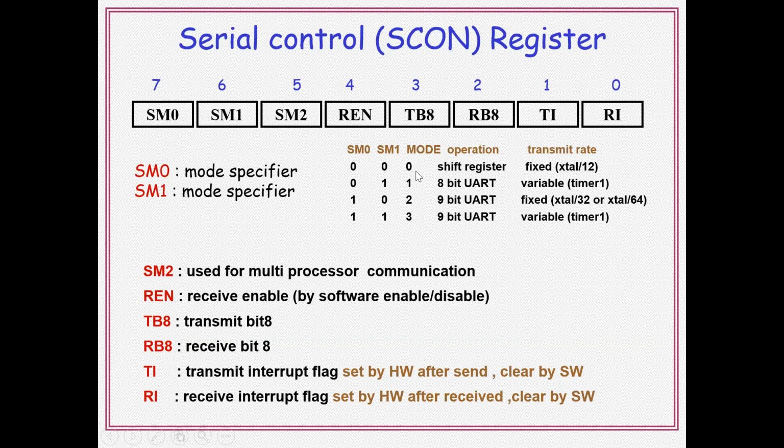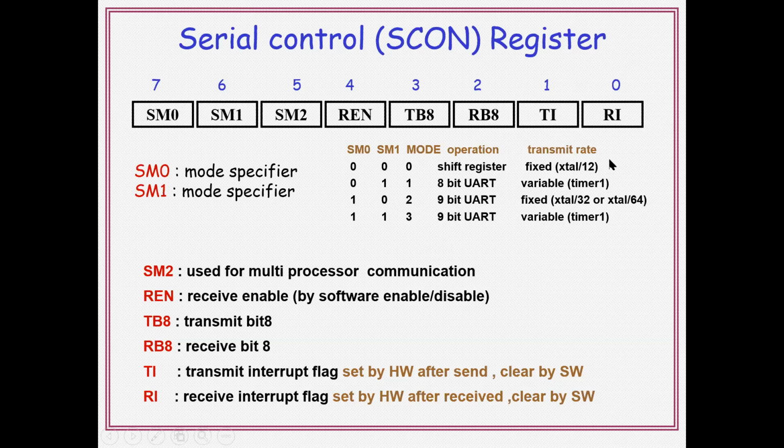Mode 0, also known as shift register mode. In this shift register mode, the transmission rate is fixed, that is always crystal frequency divided by 12. Whereas in mode 1, an 8-bit UART is supported. In this UART, the baud rate is variable, depending on timer 1 in mode 2 auto reload mode. And next is mode 2 serial communication. In mode 2, 9 bits are supported, with one start bit and one stop bit.